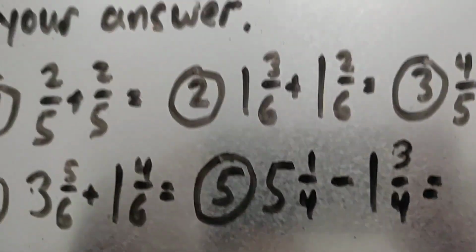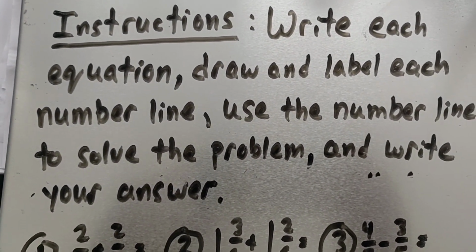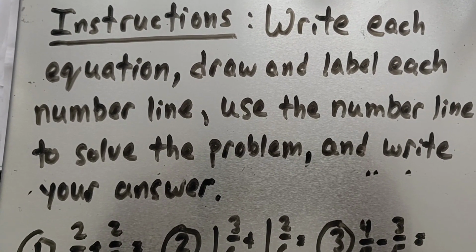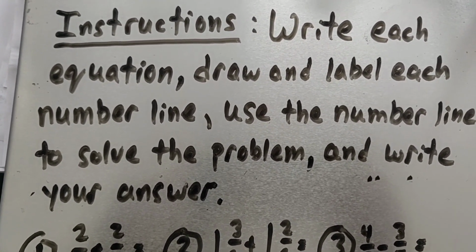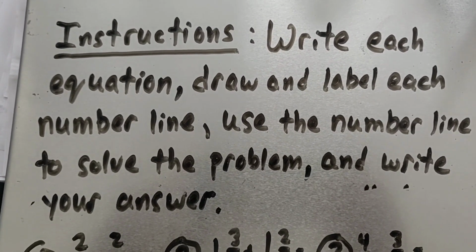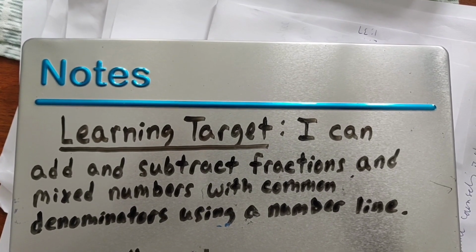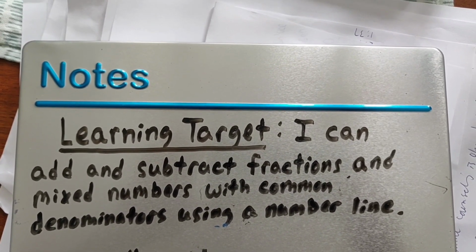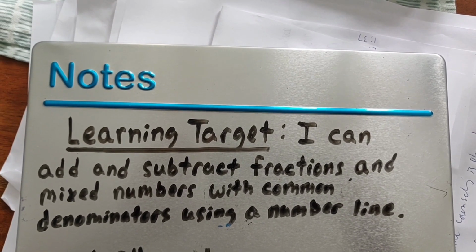And that's it. So make sure you follow the instructions that we mentioned. Write each equation, draw and label each number line, use the number line to solve the problem, and write your answer, which is the equation at the end. Just like I showed you in the example a few minutes ago. So remember, our learning target today was: I can add and subtract fractions and mixed numbers with common denominators using a number line.